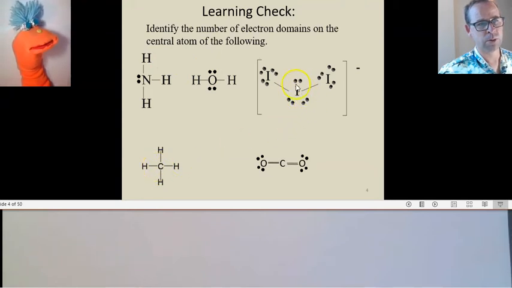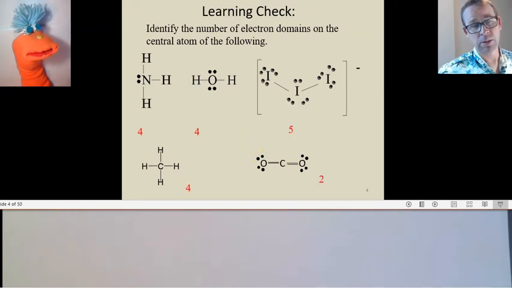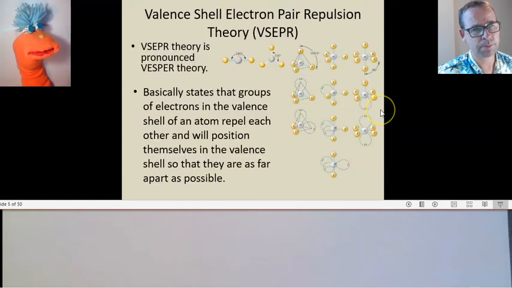How about this one? 5 regions. That's right. 1, 2, 3, 4, and 5. How about the carbon down here? Is that just 2? You said the double bonds counted as 1? That's right. So around the central atom, that's all we're caring about right now, 2 regions of electron density. Very good. So identifying the number of electron domains, we can call them a bonding domain or a non-bonding domain, or just regions of electron density is another way to think about it.